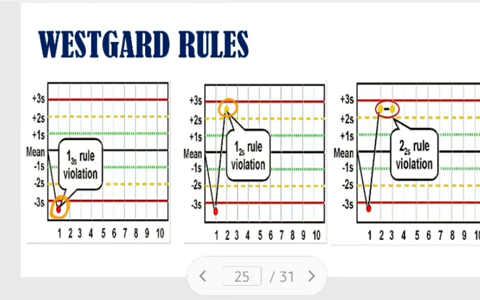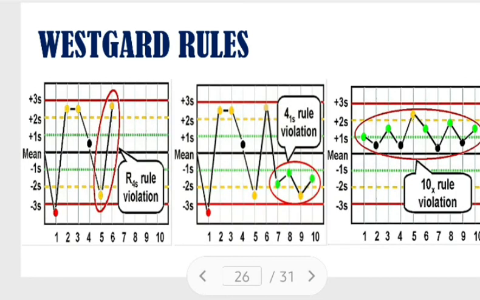Next, we have the 22S violation. It is when two consecutive values exceed the same limit, either on the positive 2SD or negative 2SD. Next, we have the R4S rule violation. It is when one control measurement in a group exceeds the positive 2SD and another exceeds the negative 2SD. That is the R4S rule violation.